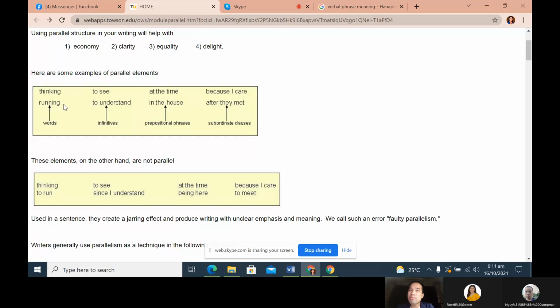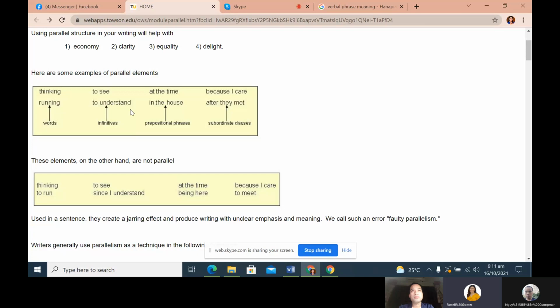Thinking and running. Those are nouns, right? Are they similar in construction? Yes. What about to see and to understand? Are they similar in construction? That is also the verb. Same function. Yes, very good.